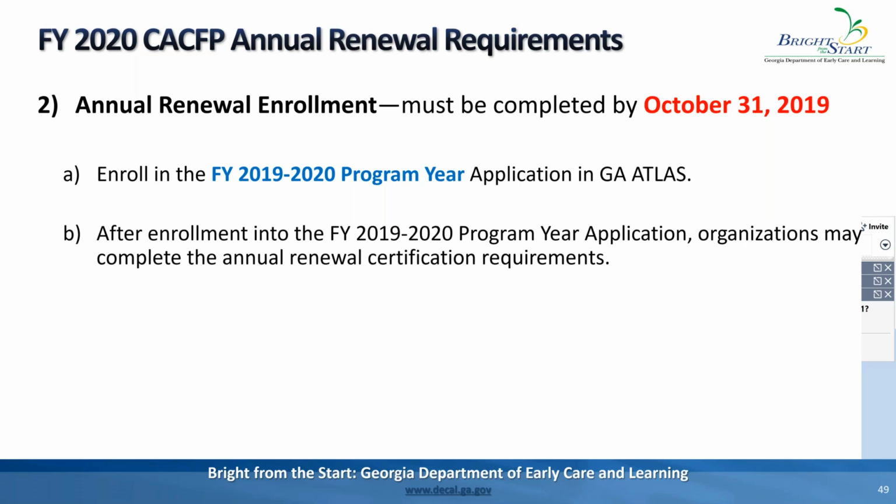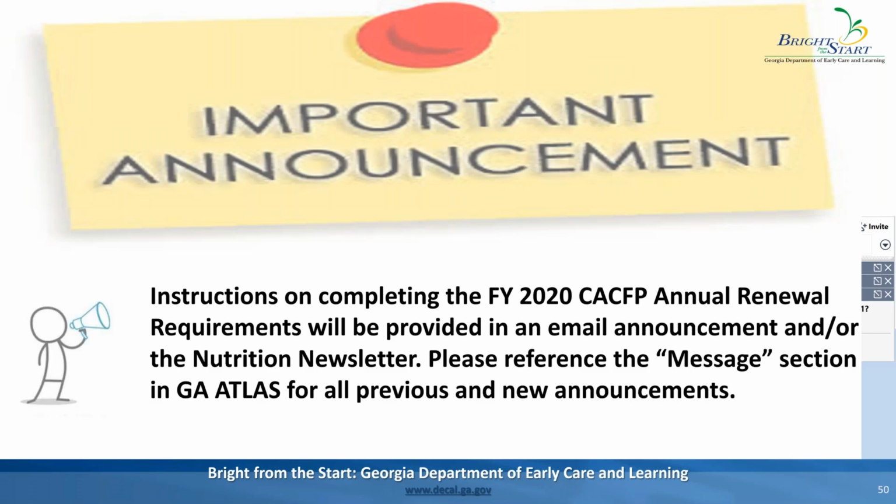So please keep in mind October 1st, okay, for the next part. Instructions on completing the Fiscal Year 2020 CACFP annual renewal requirements will be provided in the email announcement and/or the nutrition newsletter. Please reference the message section in Georgia Atlas for all previous and new announcements.